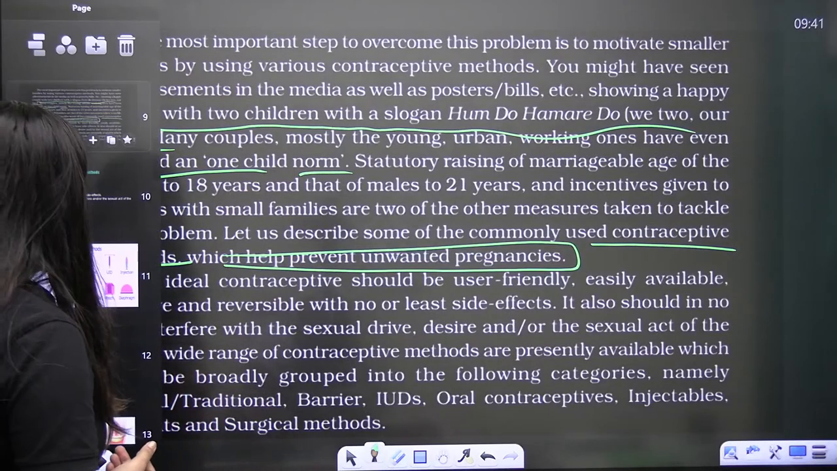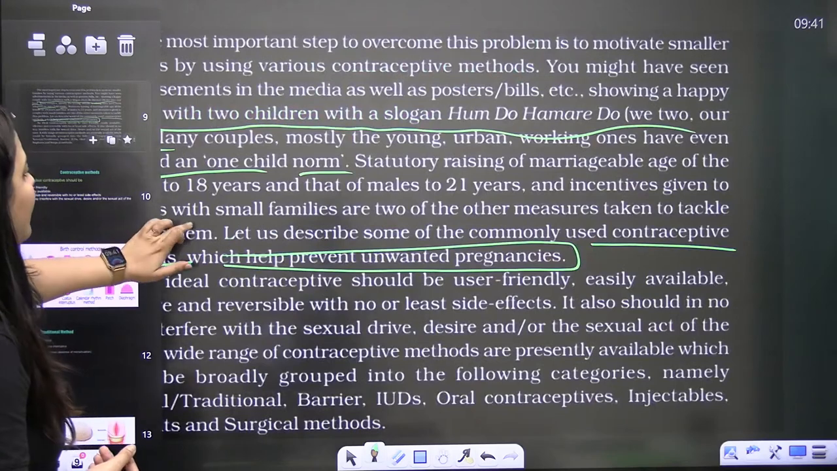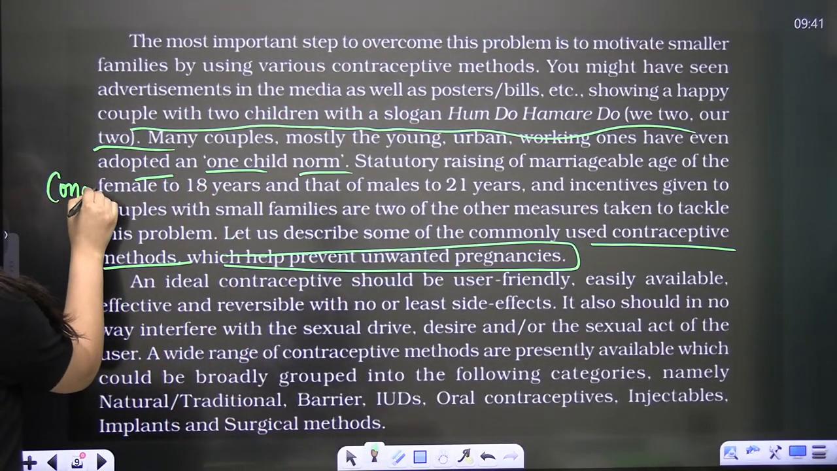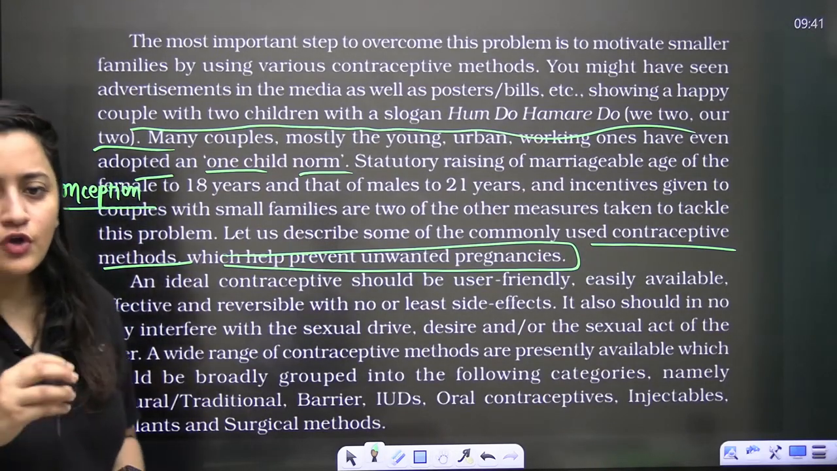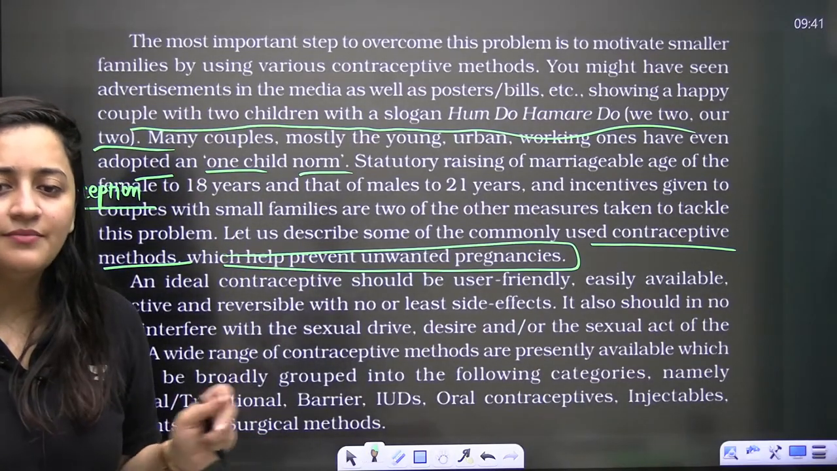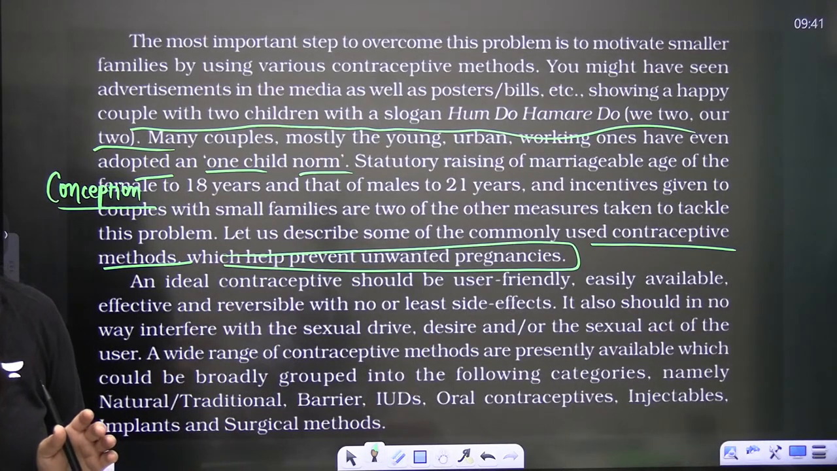So now let's talk about the contraceptive method. What do you understand by the contraceptive method? And there is one more word, that is conception. Do you know the meaning of these two words? Contraceptive method and conception. What is the meaning of these two terms? Tell me.